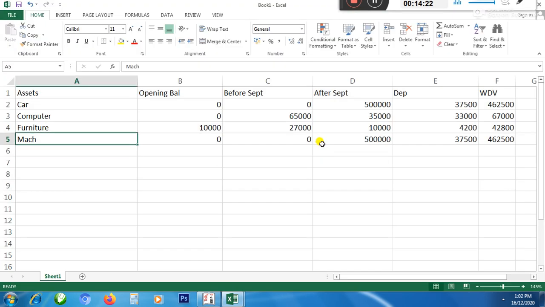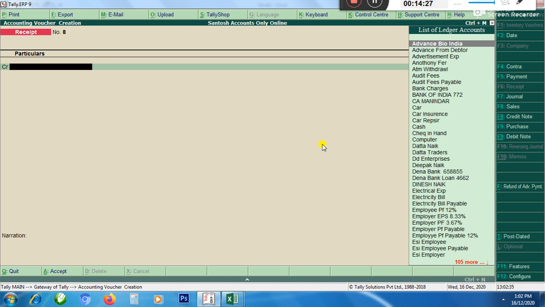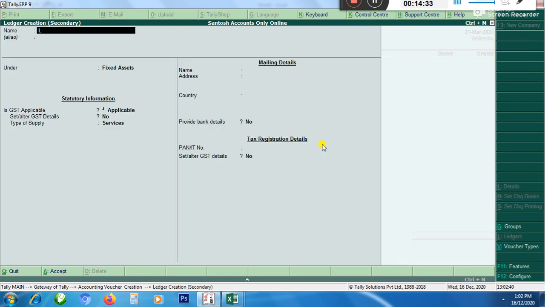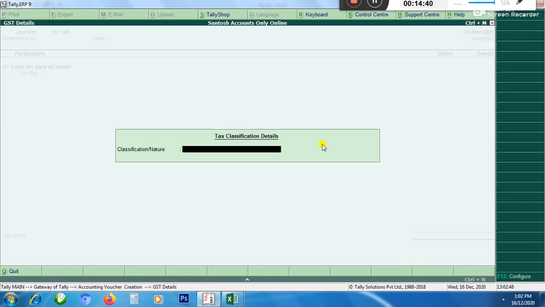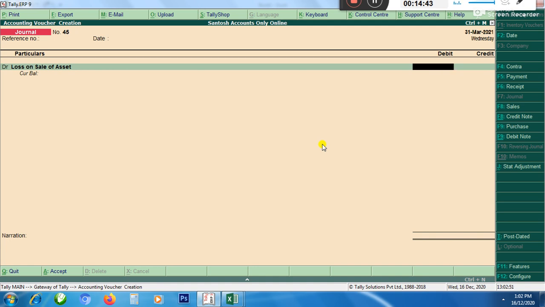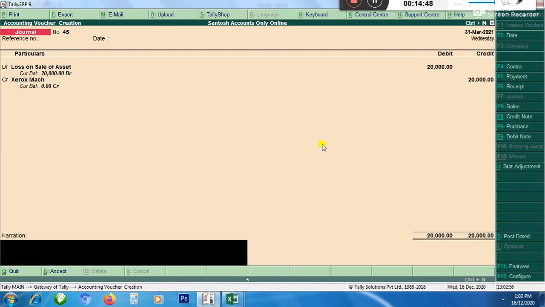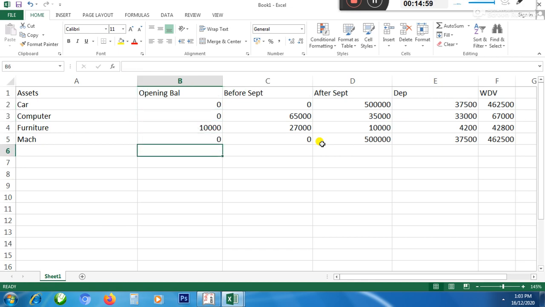So I will not find out the depreciation for the Xerox machine, but in accounts I'll pass a journal entry on 31st of March: loss on sale of asset under indirect expenses, remember. Debit 20,000 is the loss, and credit Xerox machine. That's it. This is the way you have to prepare the depreciation report.